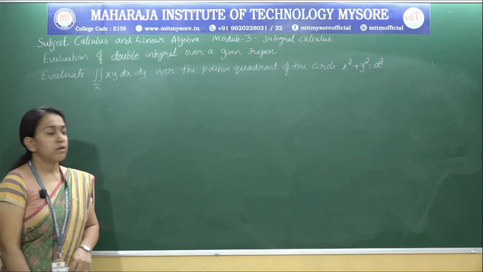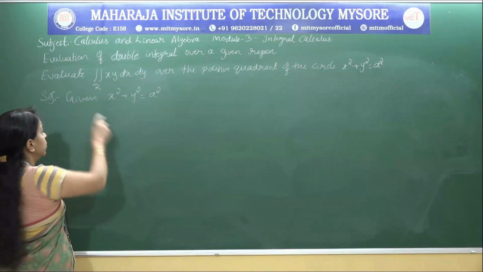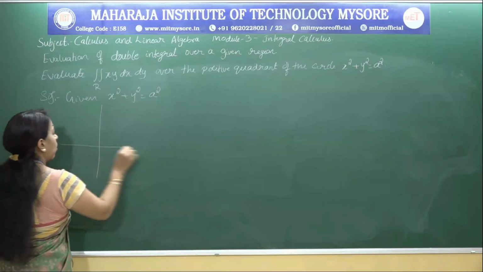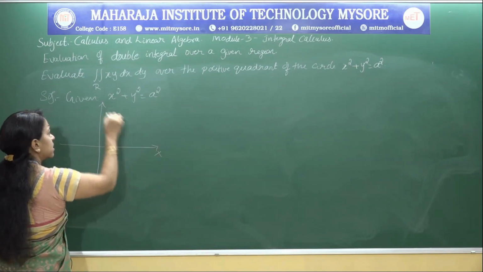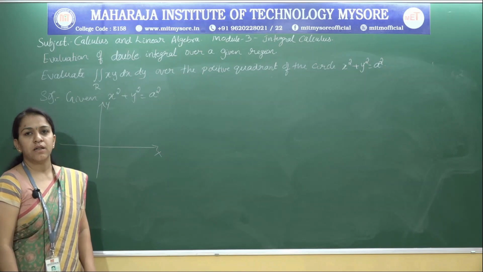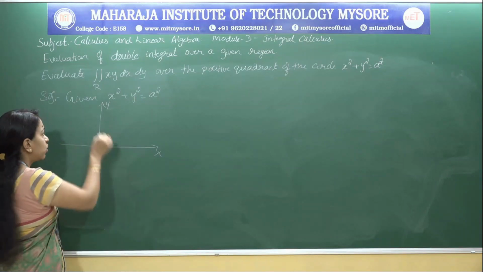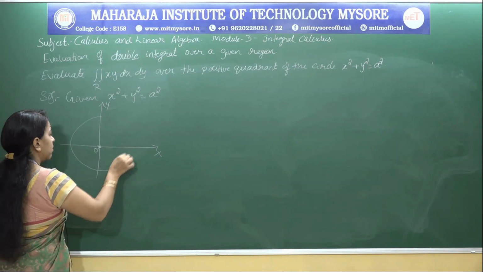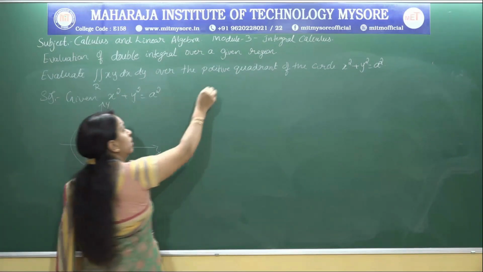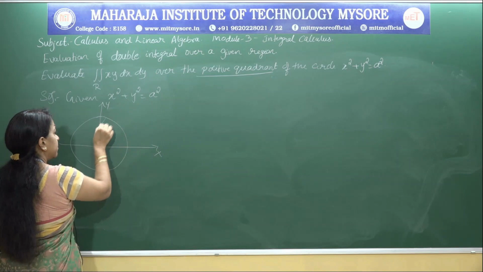Now the given curve is a circle. We should represent the circle, then we should get the limits of x and y. The given curve is x square plus y square equal to a square. So consider a coordinate plane, the x and y axes, and we know that x square plus y square equal to a square represents a circle with center at origin and radius equal to a. So draw a circle, right? And now we are supposed to consider only the positive quadrant. Therefore, we should consider only this part.